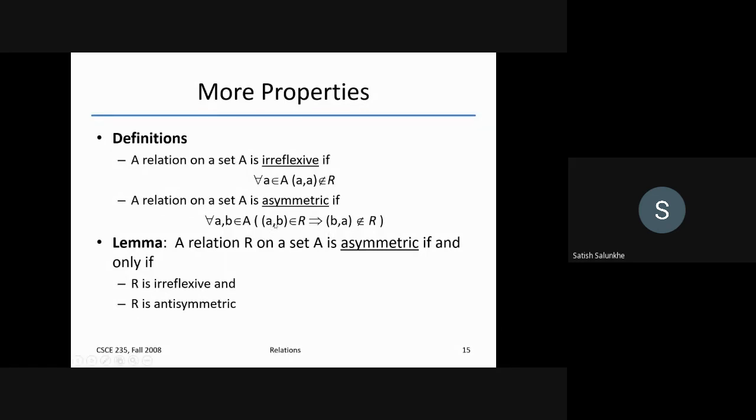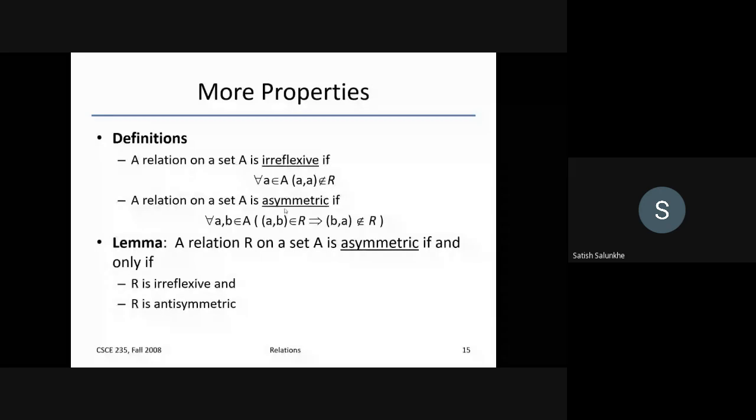When for all (a, b) belongs to R, (b, a) is not there in R, then we say the relation is asymmetric. Talking about symmetric: for all (a, b) belongs to R, (b, a) is there in R. Antisymmetric is when for all (a, b) belongs to R as well as (b, a) belongs to R, a and b both have to be the same. Then and only then the relation is antisymmetric.